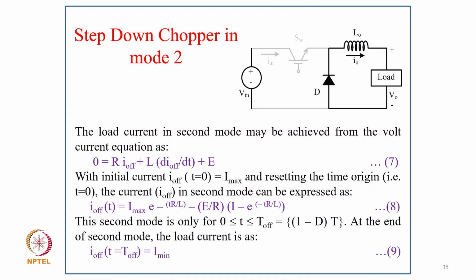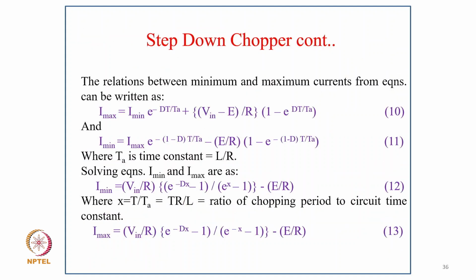So this second mode is only for 0 to T, that is equal to (1 minus D) into T, and at the second mode the load current is I of T equal to I minimum. The relations between minimum and maximum current can be written as I max equal to I minimum e to power minus dT upon Ta plus (V in minus E) divided by R into (1 minus e to power minus dT upon Ta), and I minimum equal to I max e to power minus (1 minus d) T upon Ta minus E upon R (1 minus e to power minus (1 minus d) T upon Ta), where Ta is the time constant L upon R. Solving these equations we can get I max and I minimum.